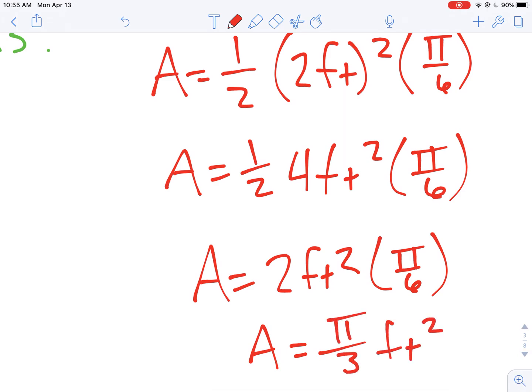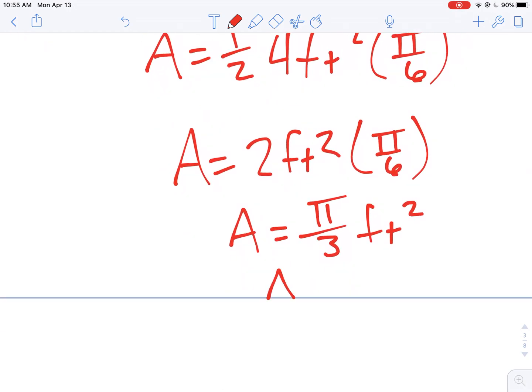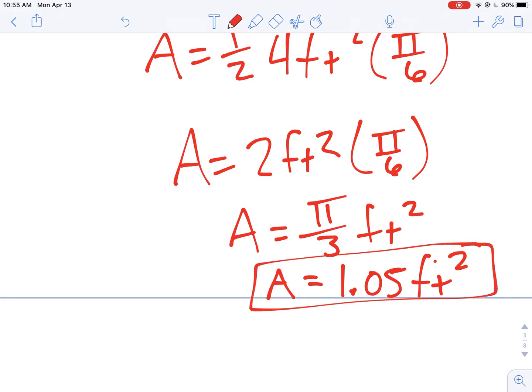And then if I wanted to round this to 2 decimal places, I'm just going to go into my calculator and I'm going to type pi divided by 3. So give me a second here, because I don't know what pi divided by 3 is off the top of my head. I'm going to plug that into my handy dandy calculator. And I'm going to end up with my area is about 1.05 feet squared. And that's my answer. These are all plug and chug formulas. Not the hardest thing in the world.